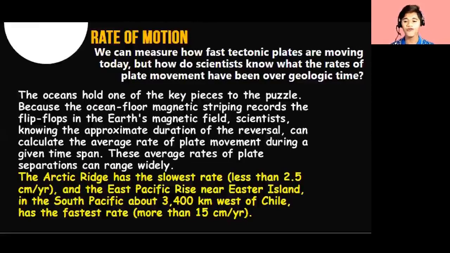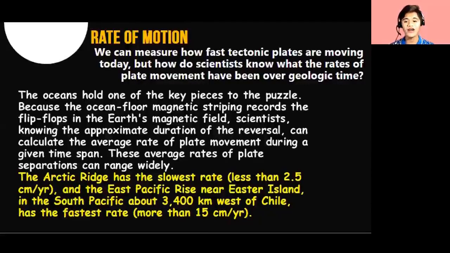We can measure how fast tectonic plates are moving today, but how do scientists know what the rates of plate tectonics or movement have been over geologic time? The oceans hold one of the key pieces of the puzzle. Because the ocean floor magnetic striping records the flip-flops in the ocean's magnetic field, scientists, knowing the approximate duration of the reversal, can calculate the average rate of plate tectonics during a given time span.